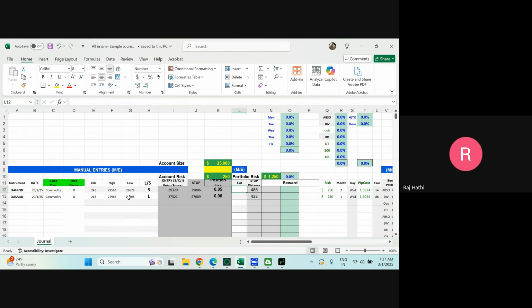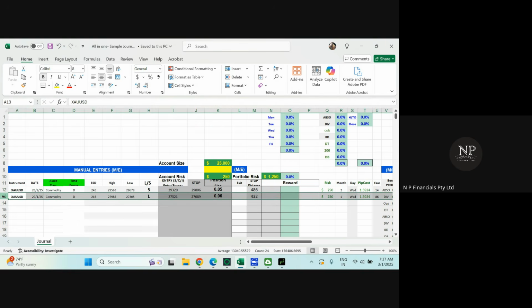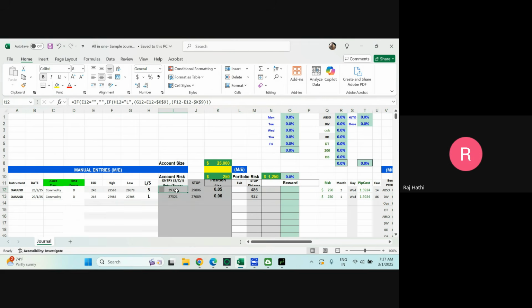So can we do this trade now? Yes. On the 26th short, as per your journal, the entry should be 29320 and stop should be 29806, isn't it? Where is the entry here? I is the entry, J is the stop.